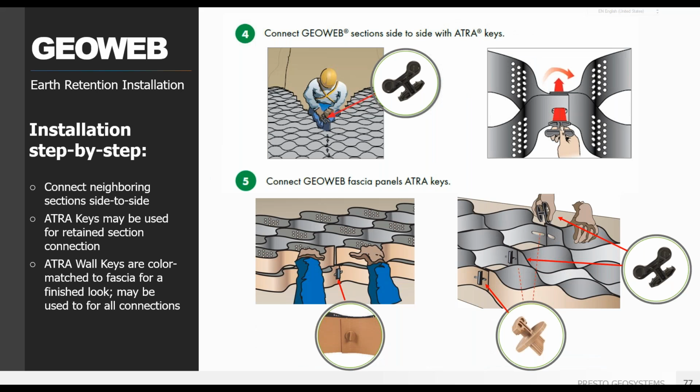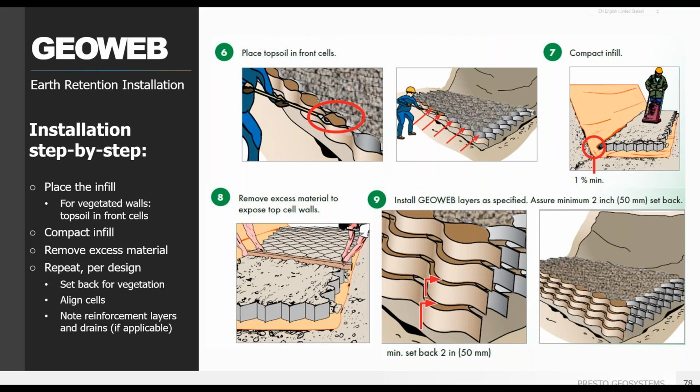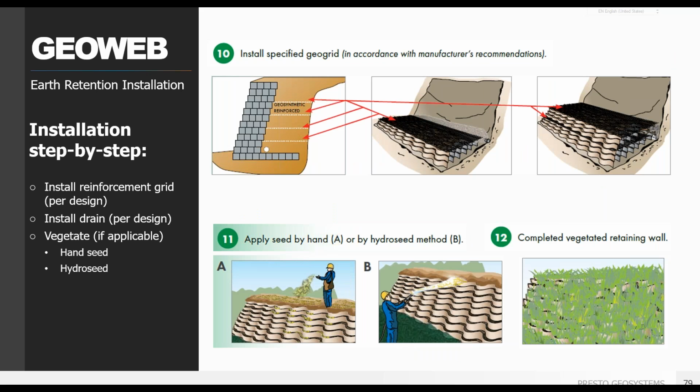And then the interconnection of sections as another pro tip option with the ATRA wall key, color matched to your fascia. For vegetated walls, topsoil in the front cell and any granular drainable material in the back. And for a geosynthetic reinforced wall, add the GeoGrid as recommended by design and shown in step 10. For a vegetated wall, either reinforced or gravity, go on to step 11.